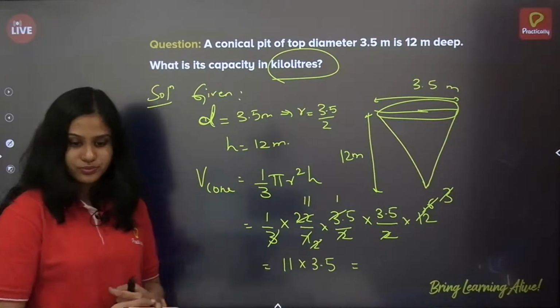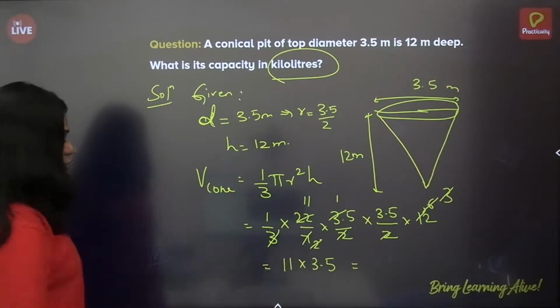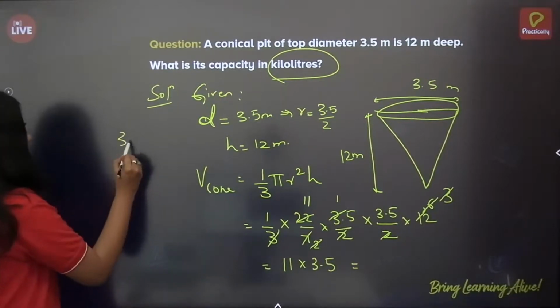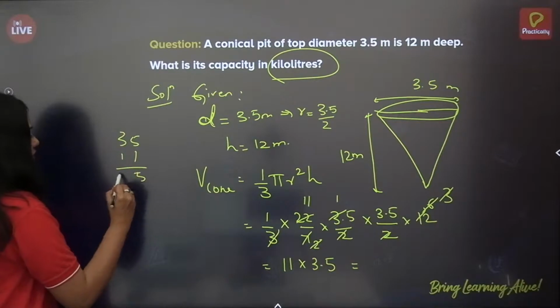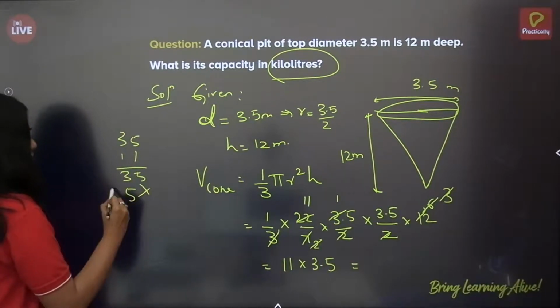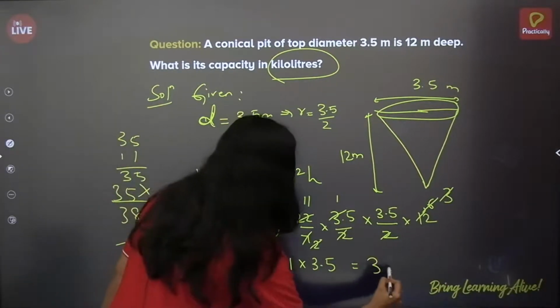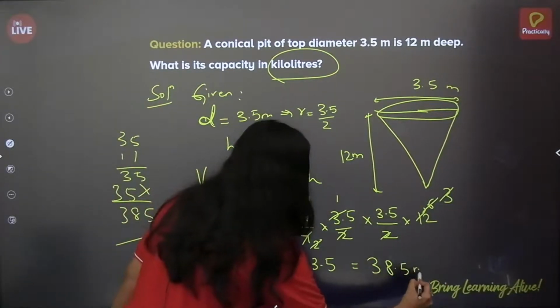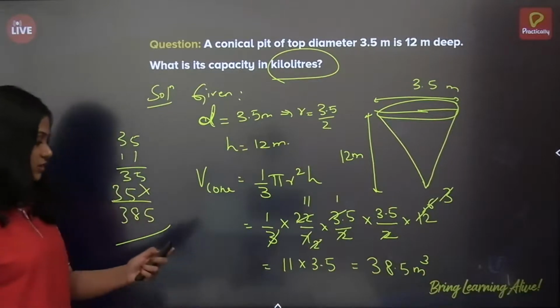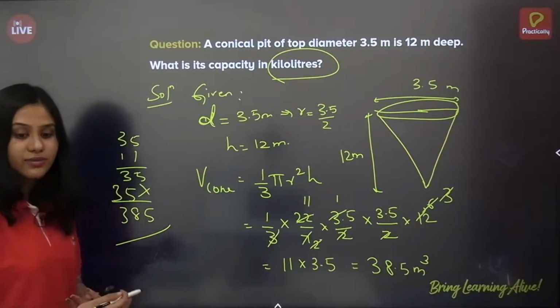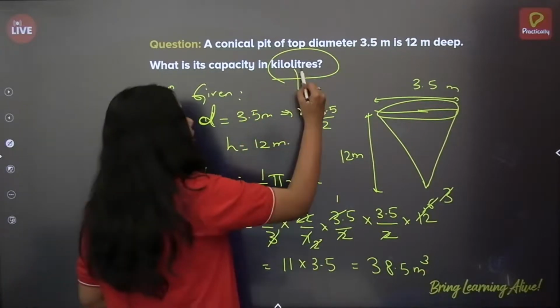Okay? Right. So, what is 11 into 3.5? It's 38.5, I guess. Let us do it anyway. 1 times 5 is 5. 1 times 3 is 3. Then 5. Then 3. 385. So, 38.5 meter cube. But what is the answer? What do we want? We want it in kiloliters.